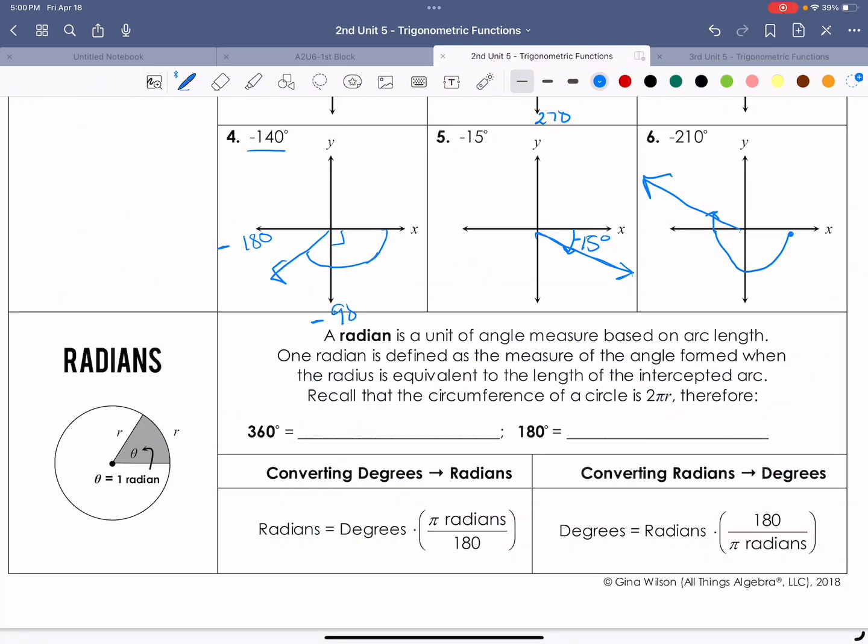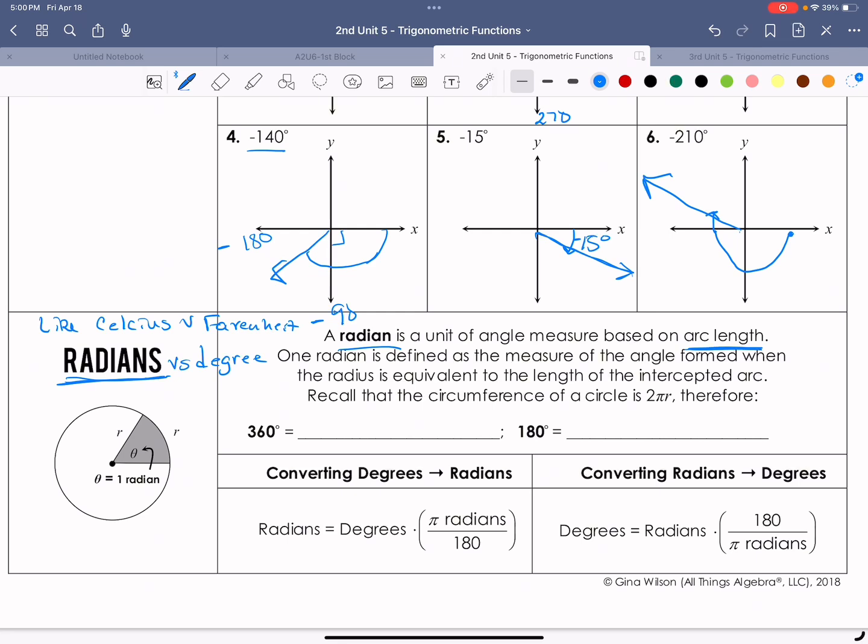Now we're going to talk about radians. A radian is a unit of angle measure based on arc length. Describing an angle with a radian versus a degree is kind of like using Celsius versus Fahrenheit. They're two numbers for the same thing.